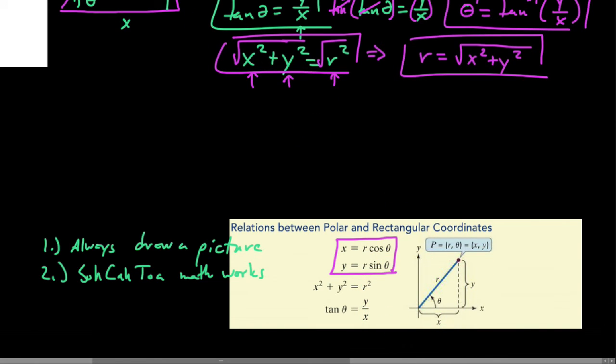So in our next videos, what we're going to do is work on, if given something in rectangular form, converting it into polar form, and then vice versa. If given something in polar form, converting it back into rectangular form.